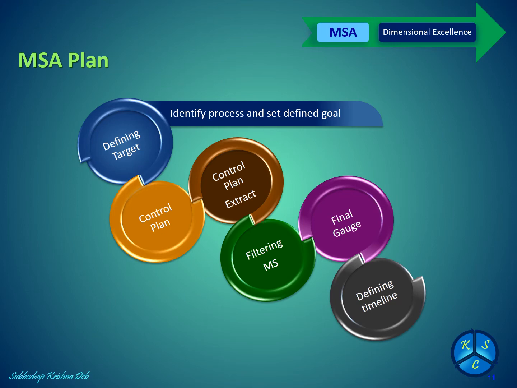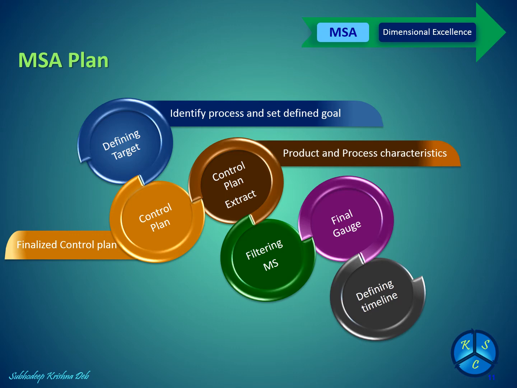So after defining the target with the timeline, how we are going to move, we should get the finalized control plan. Now the control plan is the basic source input for defining the MSA. For doing MSA, the control plan should be the basic input. From the control plan, we should extract the product and process characteristics. The product and process characteristics in the control plan will tell us what measurement systems are required to perform the measurement.